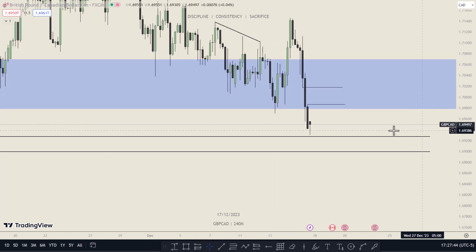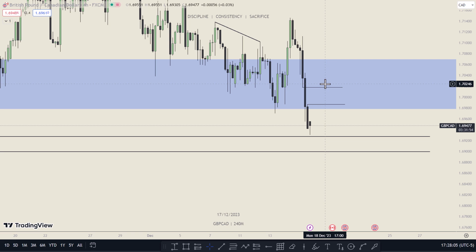Again, I repeat, guys, don't sell as soon as price comes back to this area right here. Wait for confirmations on the lower time frames. Wait for reversal patterns. Remember the midnight open, so you want to sell above the midnight open and make sure that the setup is aligned with time.